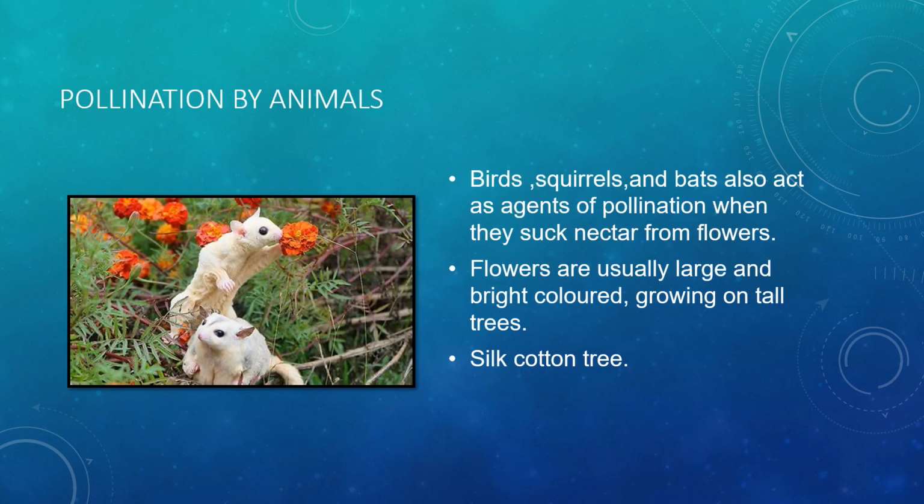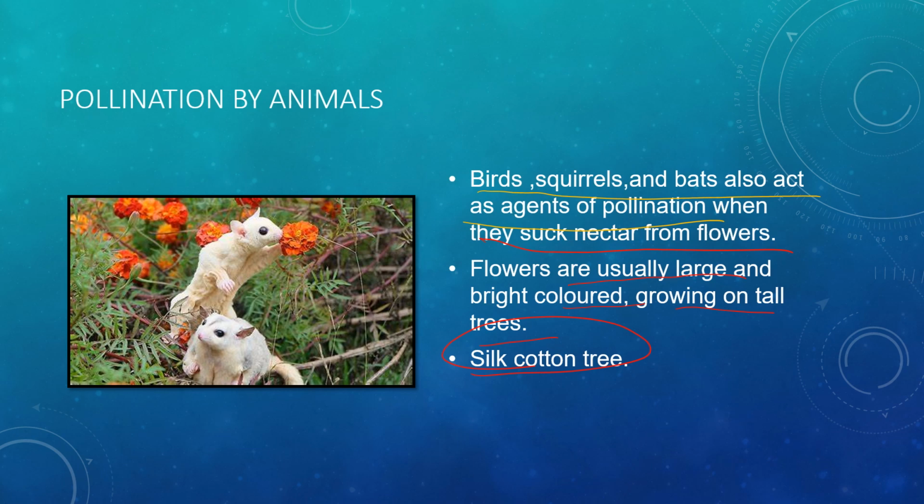Now this is the last type of pollination, that is pollination by animals. Birds, squirrels and bats act as agents of pollination, and they suck nectar from the flowers. The flowers are usually large, bright in color and growing on tall trees, for example, the silk cotton tree. When they suck the nectar, some part of the pollen gets stuck to their body and is carried to the stigma of another flower.